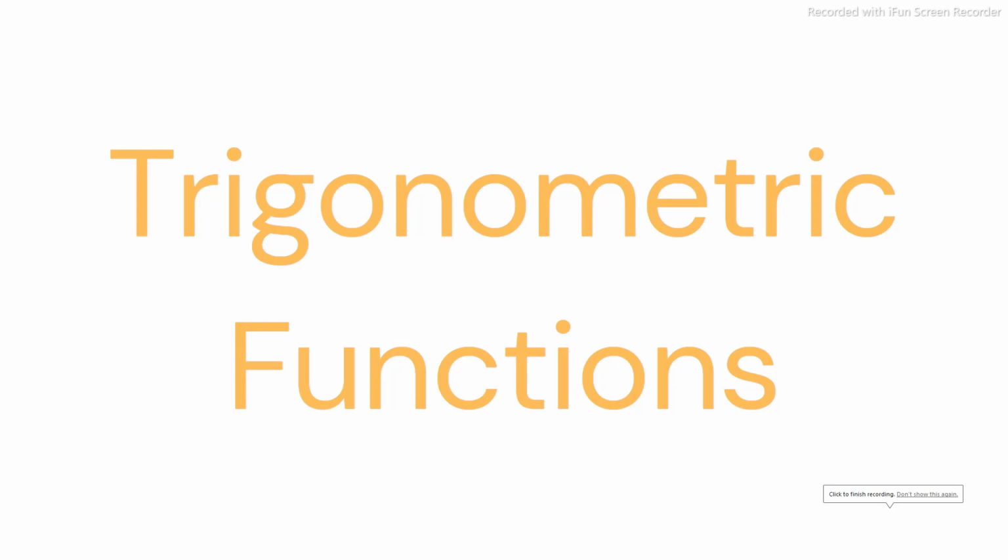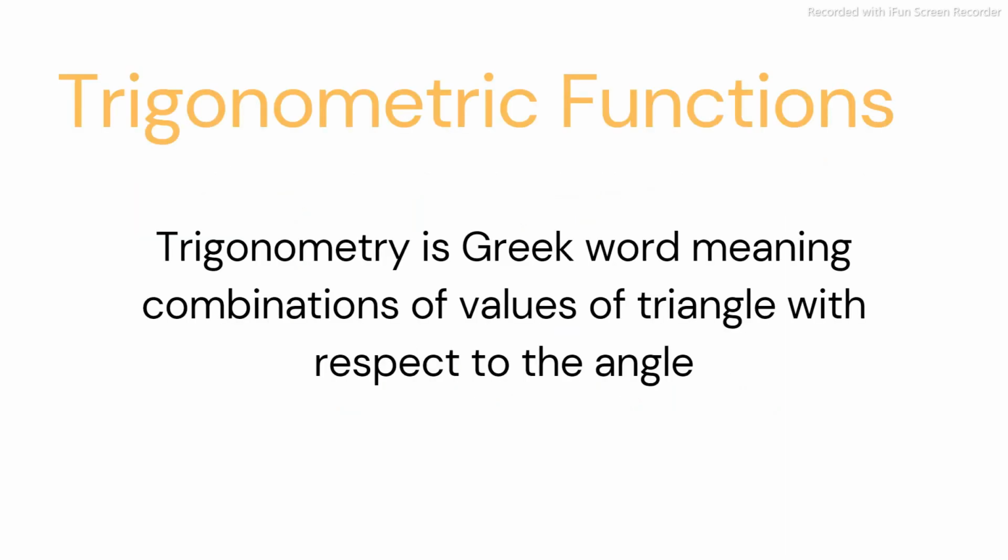Welcome, all, to a new topic on the NumPy universal functions, that is, the trigonometric functions. First of all, before discussing the trigonometric functions, we need to know what trigonometry is. Trigonometry is a Greek word meaning the combination of values of a triangle with respect to the angle. In simple words, tri means three, gon means angle, and metry means measurement.